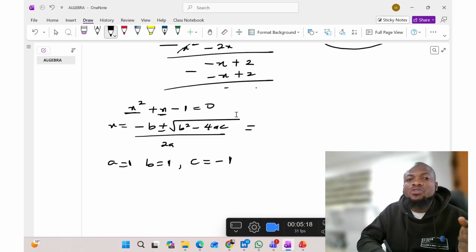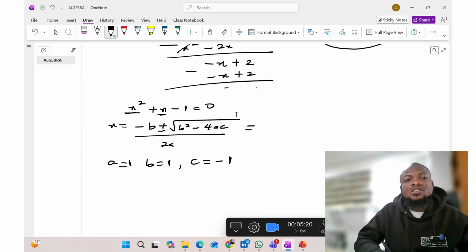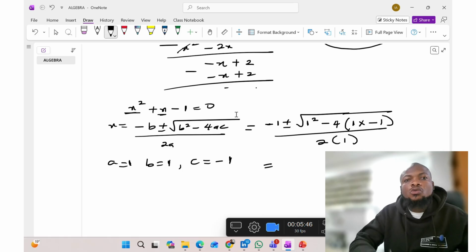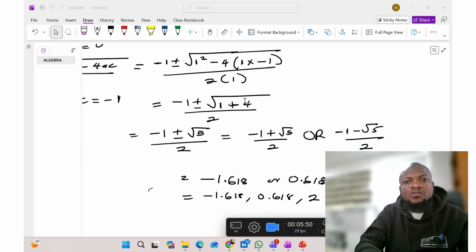Don't forget, when you are solving any problem in mathematics, when you write the formula, don't just write the answer. You have to substitute into the formula to get your solution. So this is minus b plus or minus the root of b squared, that is 1 squared minus 4, a is 1, c is minus 1, over 2a. Is this understood?